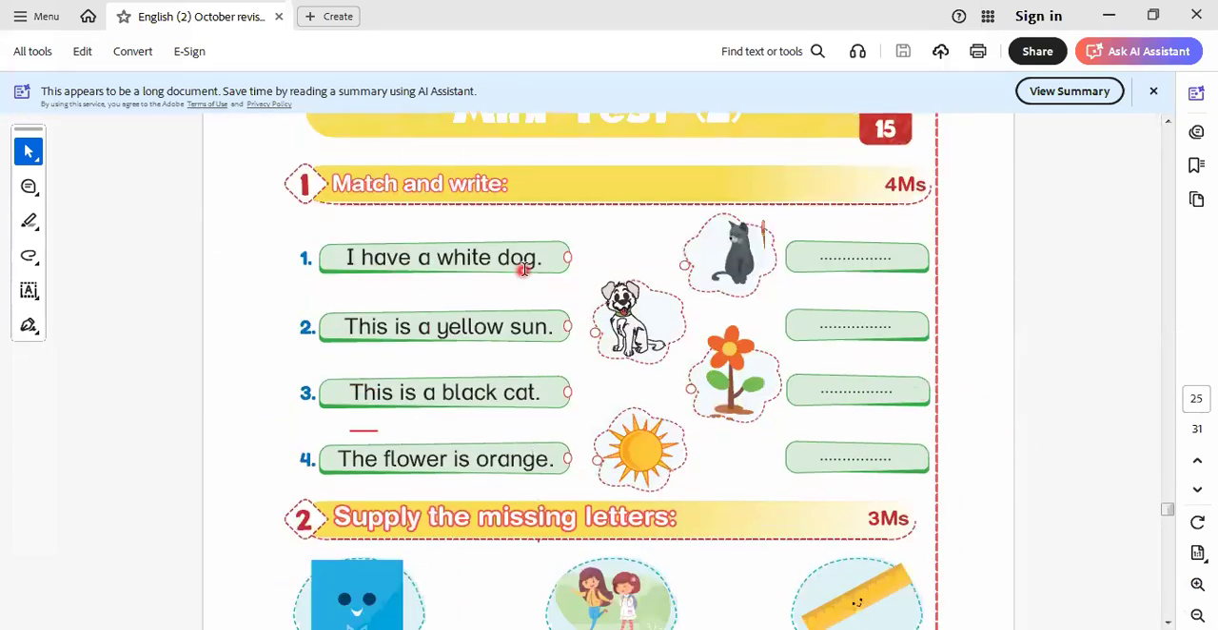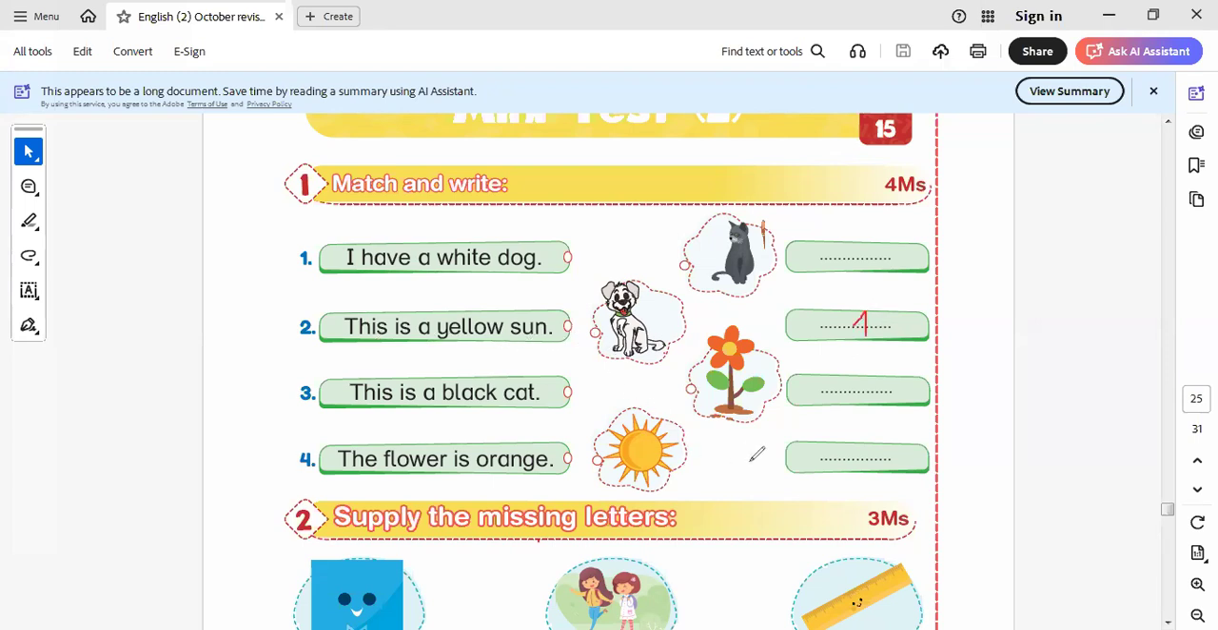Here we have, I have a white dog. This is a yellow sun. This is a black cat. The flower is orange. So which one? All of these talk about colors. I have a white dog. Which one is the white dog? This one. So I put here 1. This is number 1.